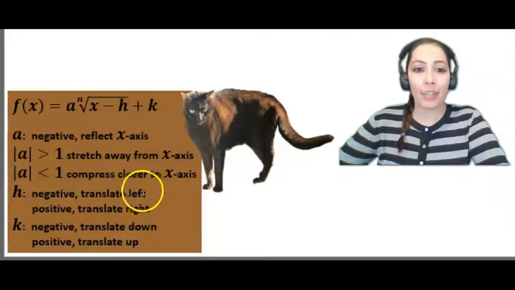If h is negative, it will translate left. If it is positive, it will translate right. If k is negative, it will translate down. And if k is positive, it will translate up.